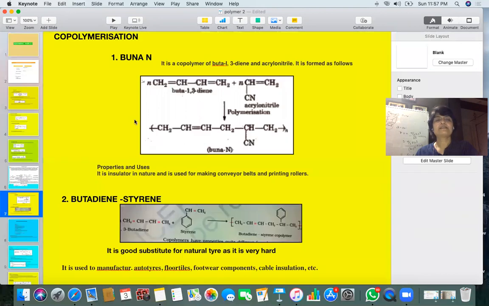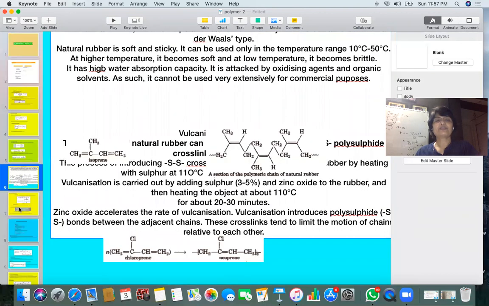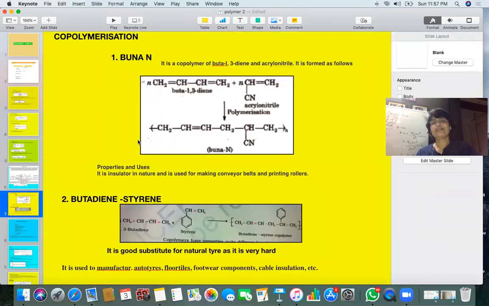Next is copolymerization. Copolymerization stands for 2 different types of monomers being used. Quality differs. One example you can take here is Buna-N. What differs here? Buta-1,3-diene. Till the previous part, you have seen the same monomer being used. Here in this case, 2 different types of monomers are used.